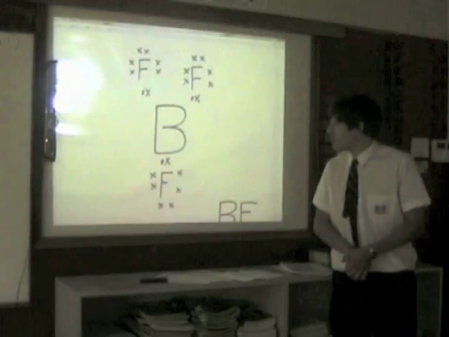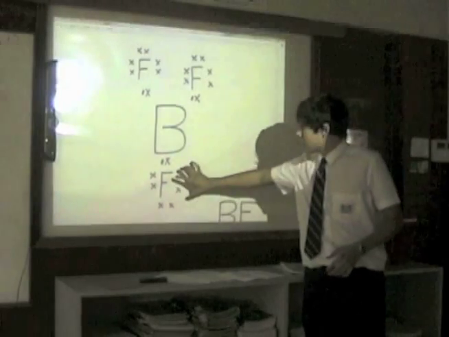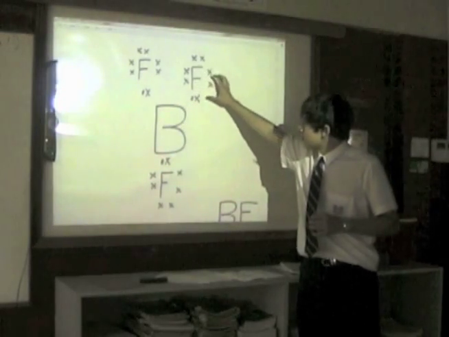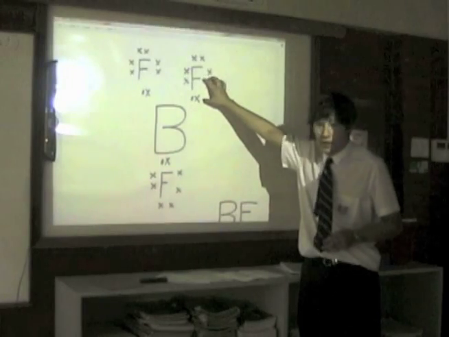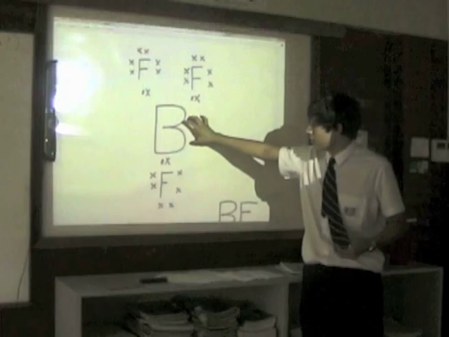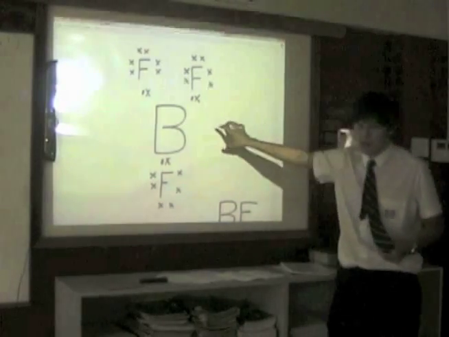So this is boron fluoride. The three fluorides are bonded to a single boron atom. You can see that the fluorides are in covalent bonding and they have 8 valence electrons. However, the boron does not follow the octet rule and it only has 6 outermost electrons.